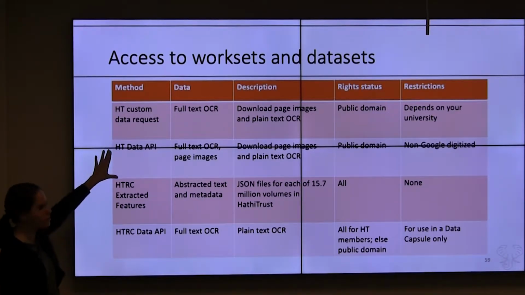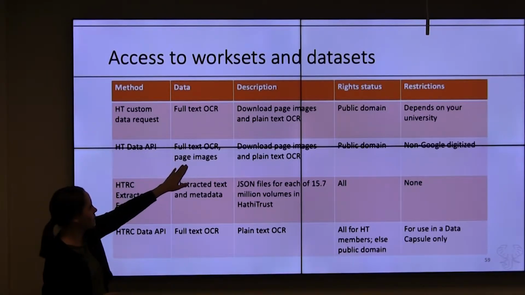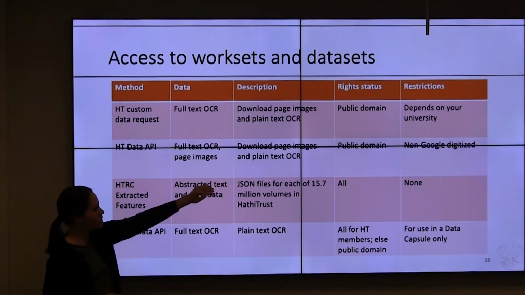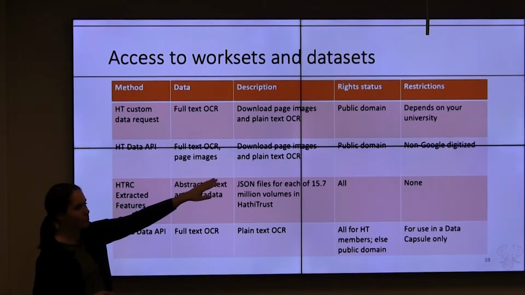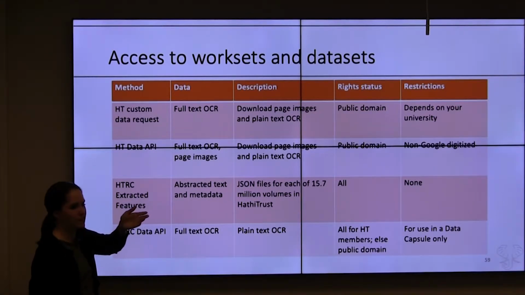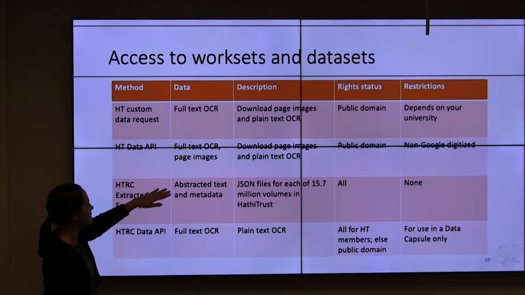So we talked about the HathiTrust data API. From the HT data API, you can get access to full text OCR and page images that you can download onto your own machine only in the public domain and only if they weren't digitized by Google. Okay, so maybe that meets your use case, but maybe it doesn't.